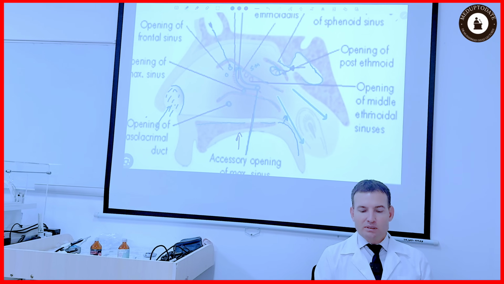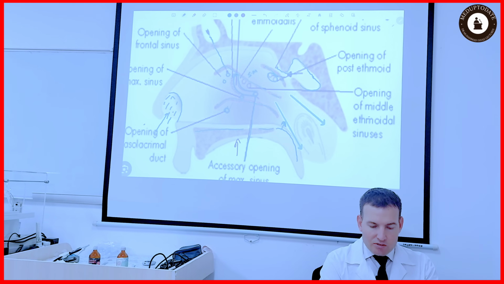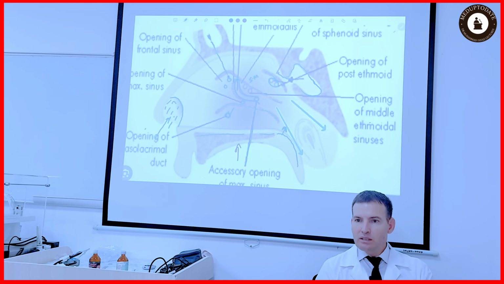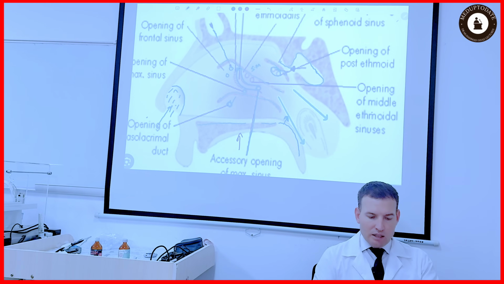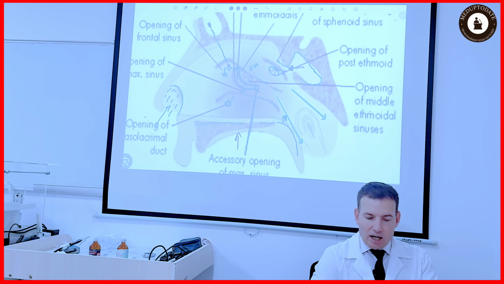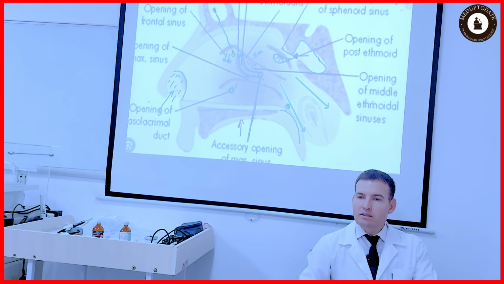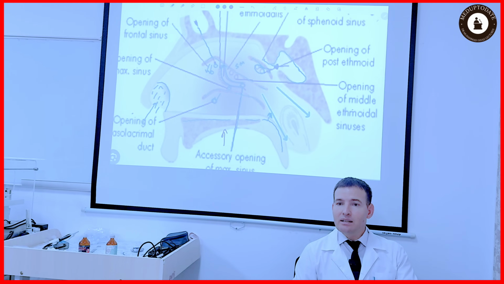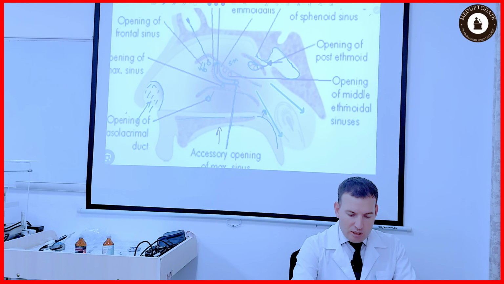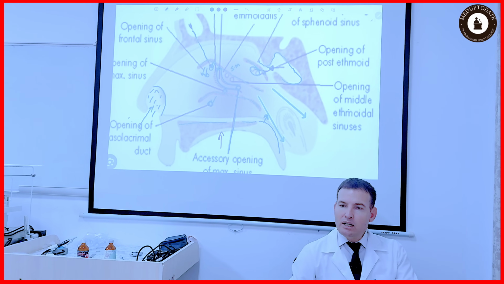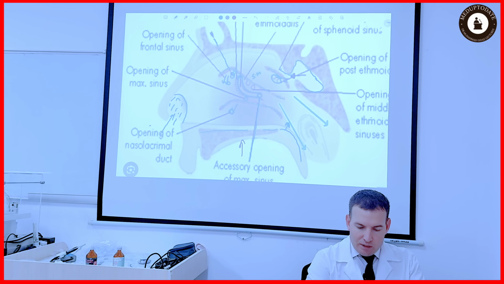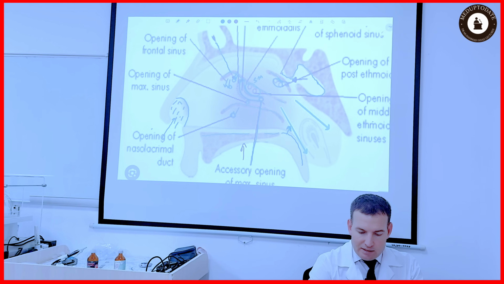If you see some discharge, pus or something, from this opening, think about the lacrimal duct. If you see discharge from this specific meatus, think about the anterior ethmoidal air cell. If you see discharge from this, think about the frontal sinus. If you see discharge from this, oh, we will not discuss this.